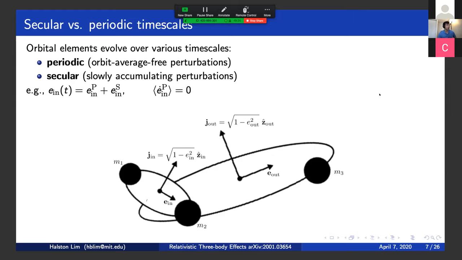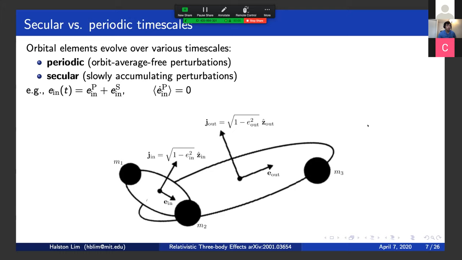in the secular evolution. So just as an example, if we were to model the eccentricity of the inner orbit, there would be a periodic component and a secular component. And we can separate the two parts by demanding that the periodic perturbations have averaged to zero when we define a suitable average.